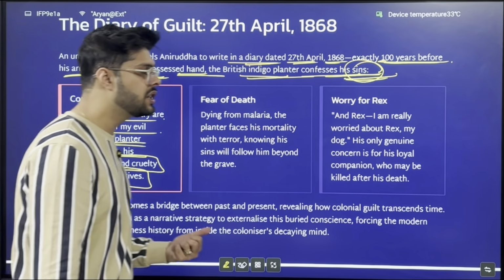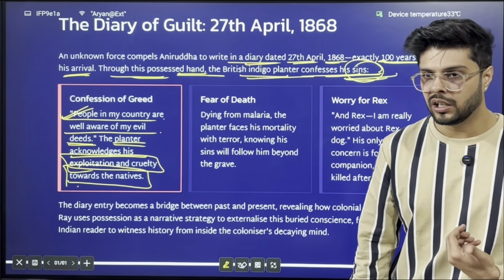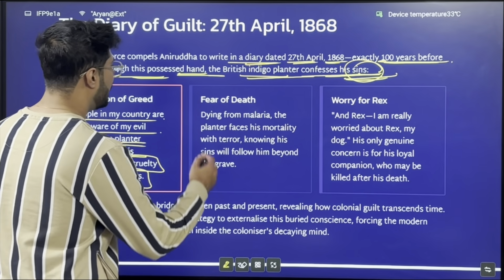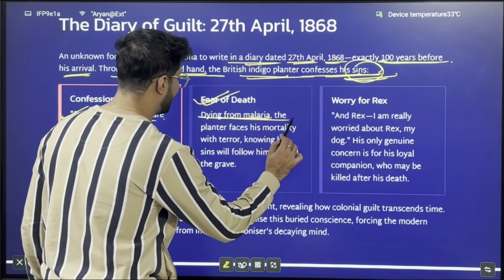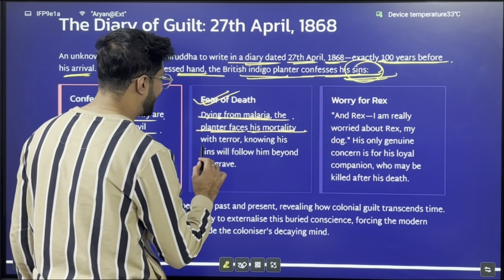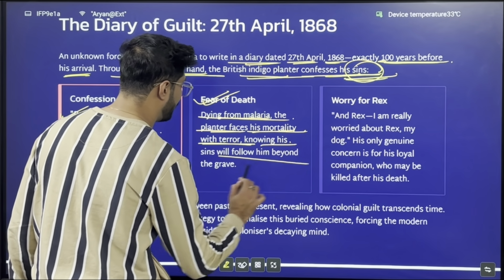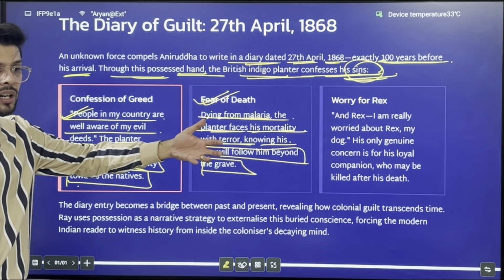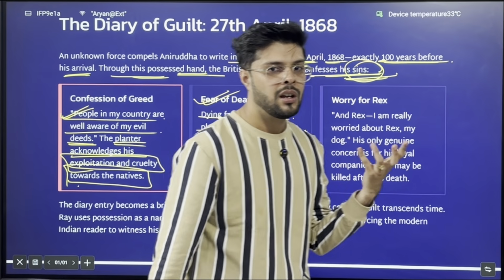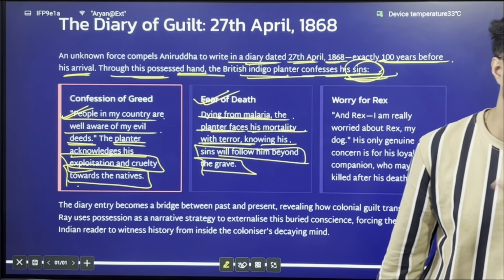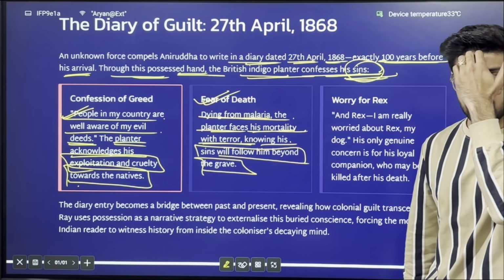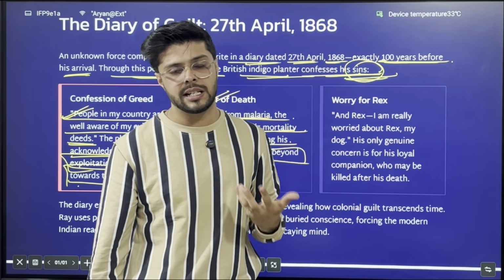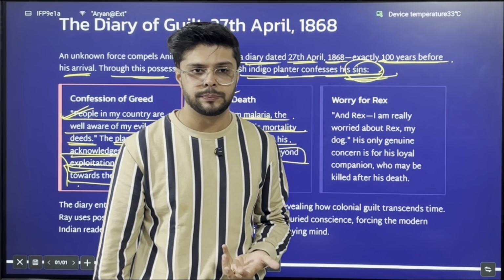The planter acknowledges his own exploitation and cruelty towards the natives. It is said, whatever you sow, so shall you reap. Either you directly do it or through somebody else's experience, and that is what happens. Fear of death, dying from malaria, the planter faces his mortality with terror, knowing his sins will follow him beyond the grave. And it manifested through Aniruddha, who was a master of indigo plantation and its historical context. Maybe that Englishman, that planter, chose Aniruddha to repent for the sins he had committed in the past.